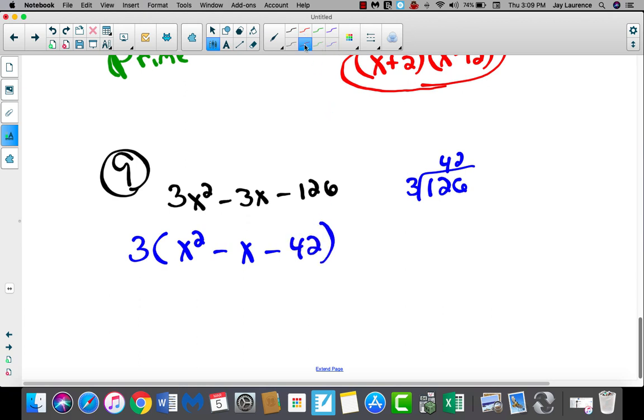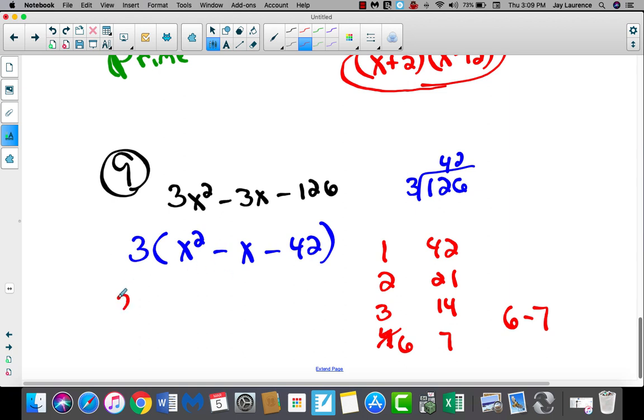Now I can continue to factor inside. I need 2 factors of 42. 1 and 42. 2 and 21. 3 is going in 14 times, I think. 4 is not going in. 5, no. 6 times 7 is 42. And I know I'm done because there are no other whole numbers between 6 and 7. I need 2 factors of 42 that subtract to get negative 1. Well, how about a 6 minus a 7?